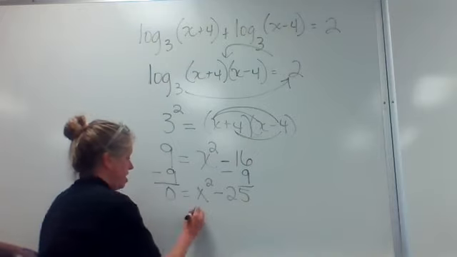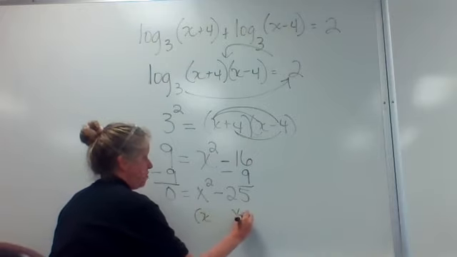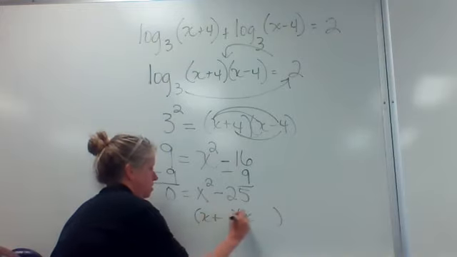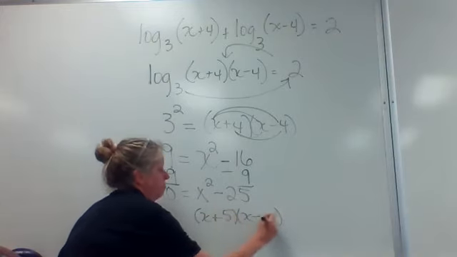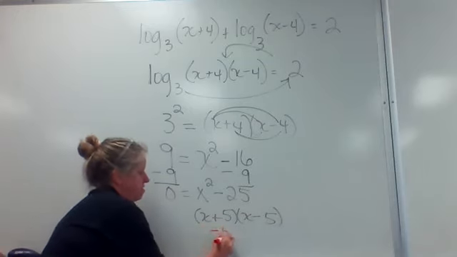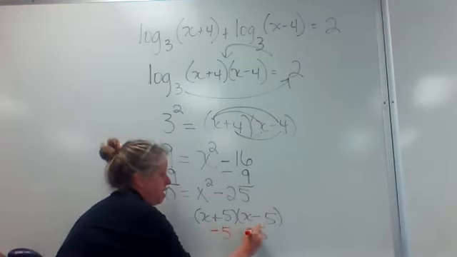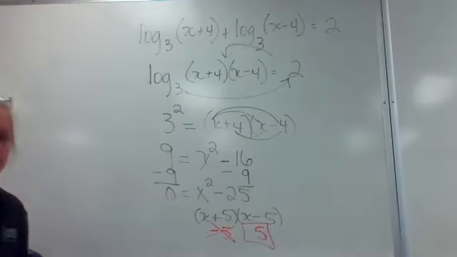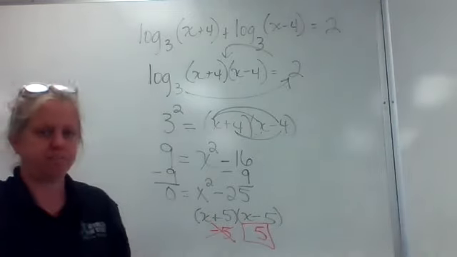So if I factor that, I'm going to have x and x for x squared, plus and minus what? 5. So this solution would be negative 5. This solution would be positive 5. The negative 5 doesn't work. So just the positive 5.